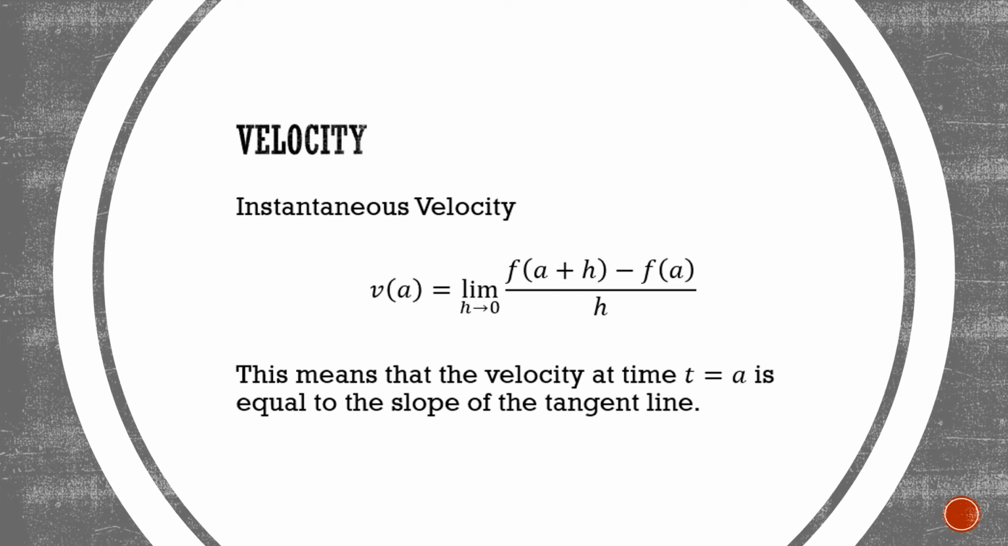So the first one we learned was the derivative at a point. This form here is the instantaneous velocity. Again, it's going to give you the same answer. It's just a different way of writing it.